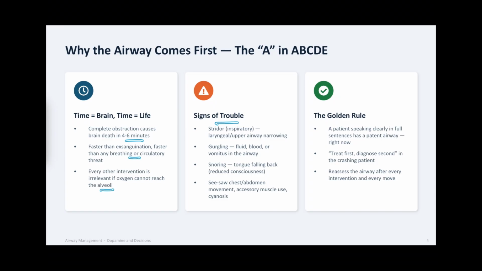Instead, start by listening. Is there a stridor? If there is a stridor, it is indicating that there is upper airway obstruction. If there is gurgling, gurgling is because of blood, secretions or vomitus within the airway. Is the patient snoring? Snoring isn't normal in an unconscious patient. It usually means that the tongue has fallen backward and it is obstructing the airway.